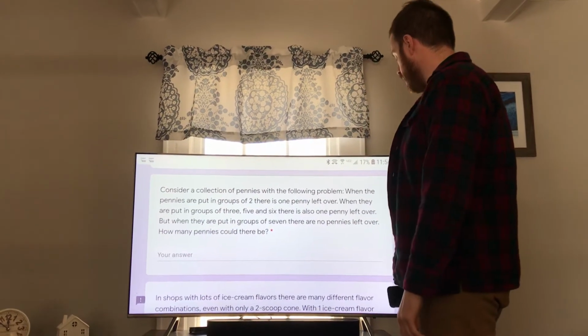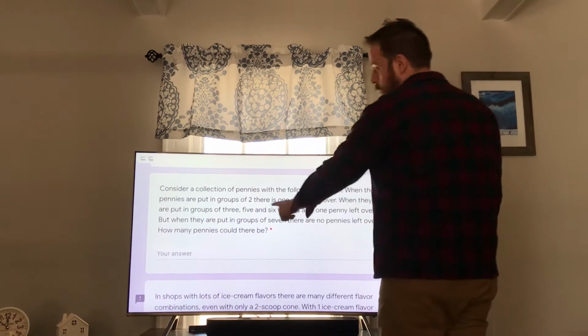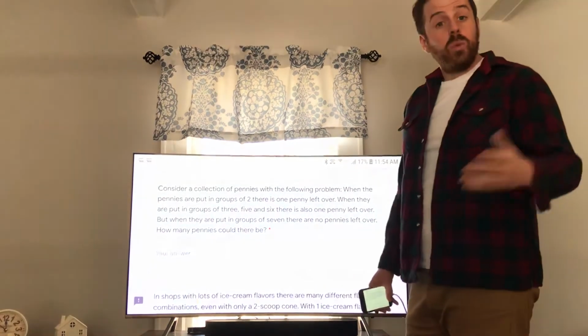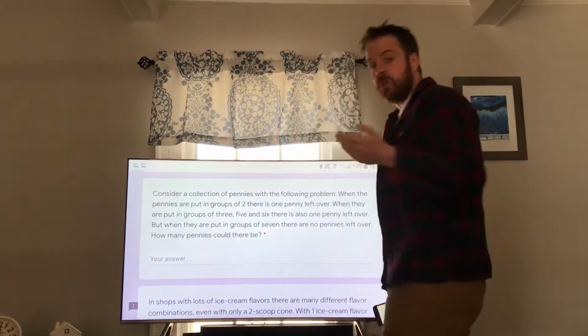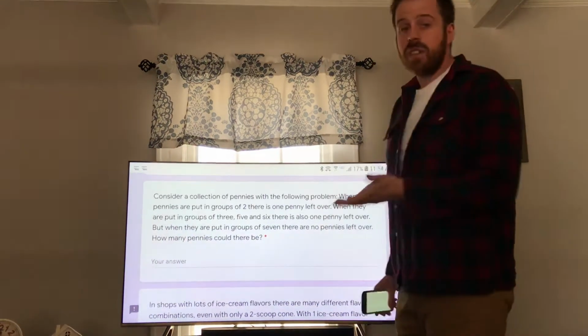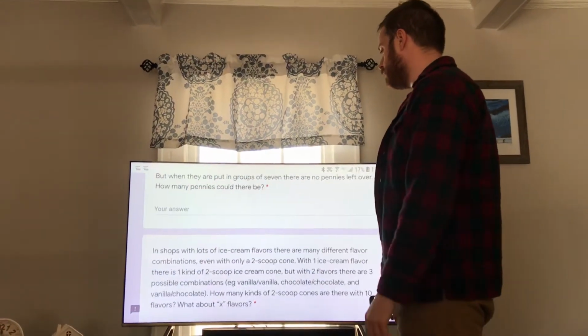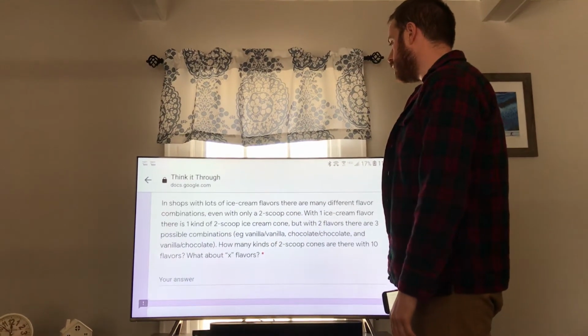So if you multiply 7 by 2, you'd have 14 pennies. There wouldn't be 1 penny left over if they were in groups of 2, though. So that could be your answer right here. We're looking for the number of pennies, and we can multiply by 7 until we get to the right number, where all of those conditions are met. Let's go down and we'll look at the next problem.